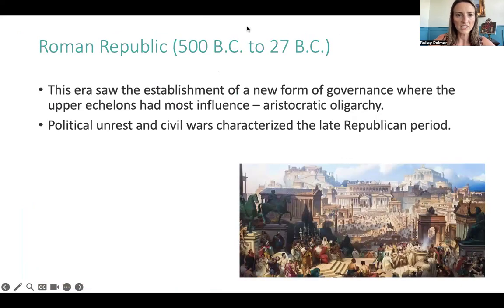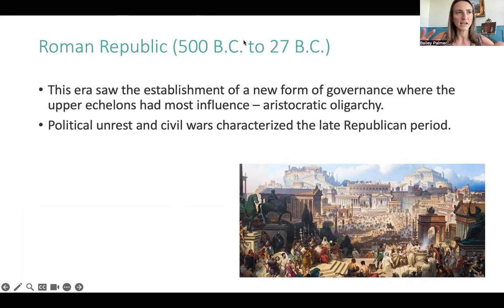But let's first get into our Roman Republic, about 500 BC up to 27 BC. If you see, we did finish Greece in that early AD period. Okay, so we've backed up, but now we are in Italy. Okay, we're in Rome. We're no longer in Greece.